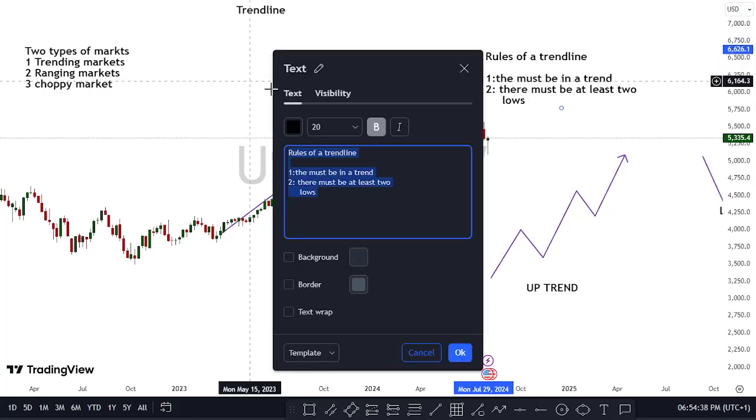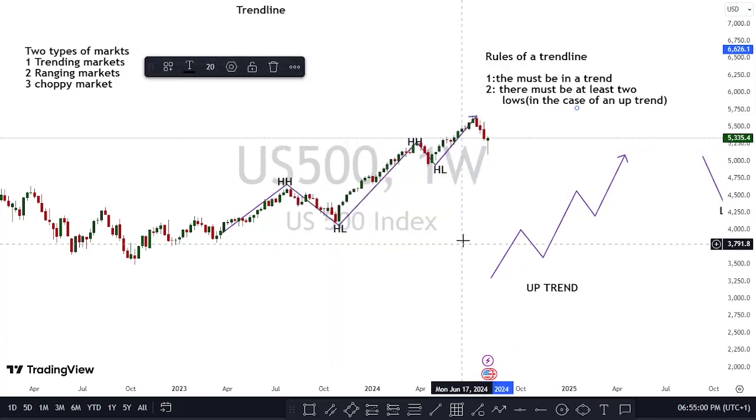I think I need to write it down. I feel like you guys will really understand. At least two lows. I think I'll put it in brackets: in the case of an uptrend, at least two lows.